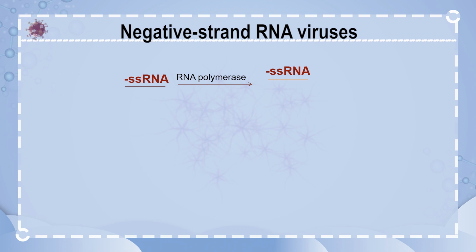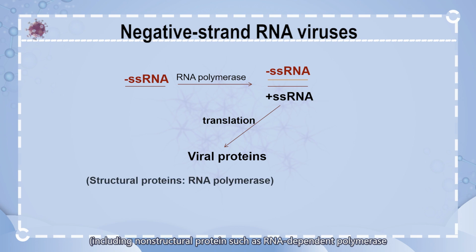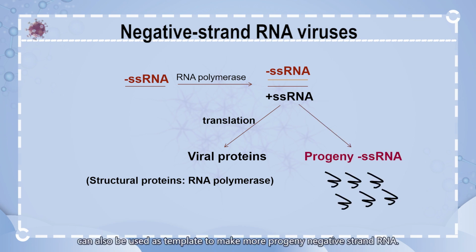Using the RNA-dependent polymerase, negative strand RNA is used as a template for the synthesis of complementary strand. A temporary double-stranded RNA is formed, which is called the replicative intermediate. The positive RNA of the intermediate acts as mRNA, translating into more viral proteins, including non-structural proteins such as RNA-dependent polymerase, and structural protein such as capsid protein. The positive RNA of the intermediate can also be used as template to make more progeny negative strand RNA.